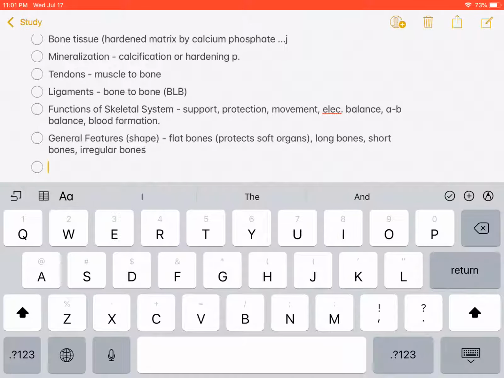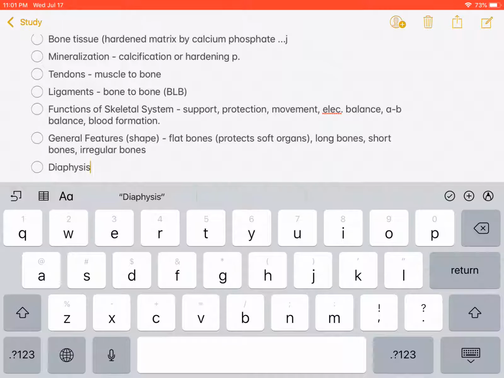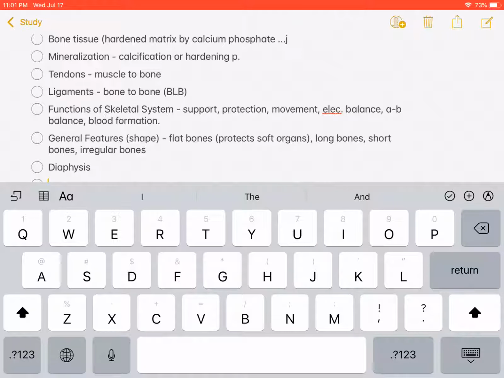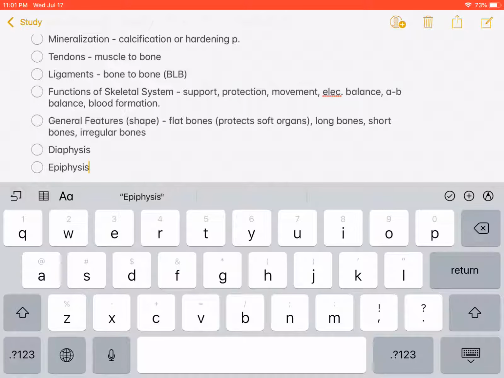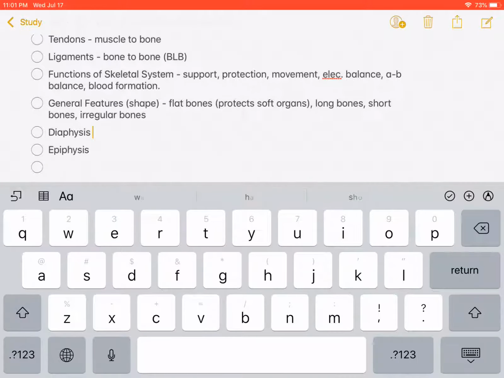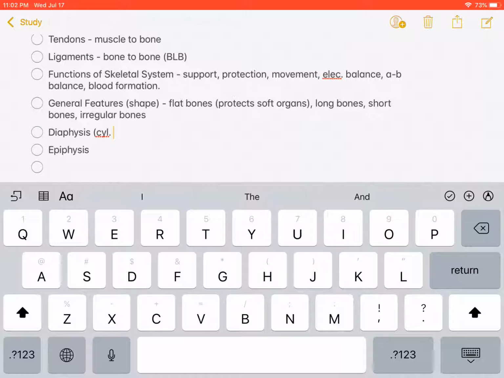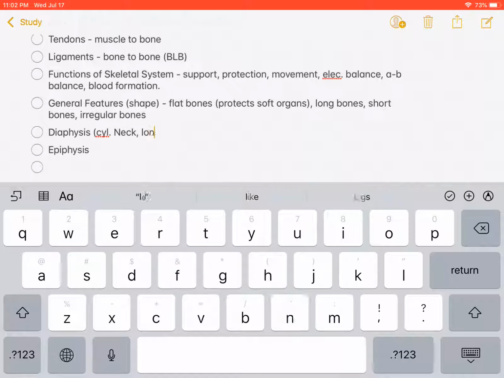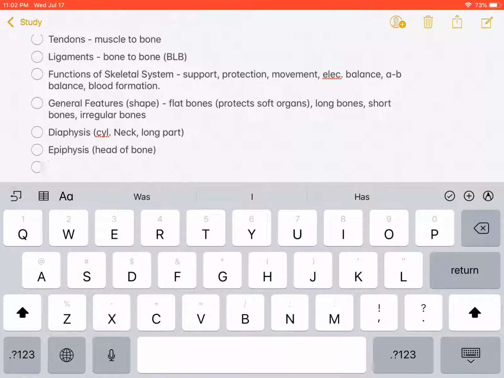You need to know what a diaphysis is, and also the epiphyses and epiphysis. So let me just put this right here. I'm gonna draw these out. This is actually just like the cylinder portion, or like the neck, or the more long part of the bone, where the epiphysis is like the heads, right? Like the head of the bone. That's that little, both ends. You'll know what I'm talking about when you see it.